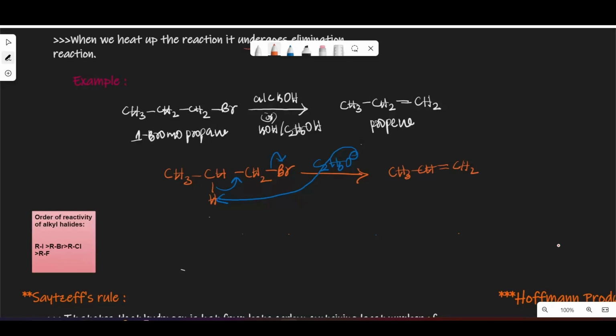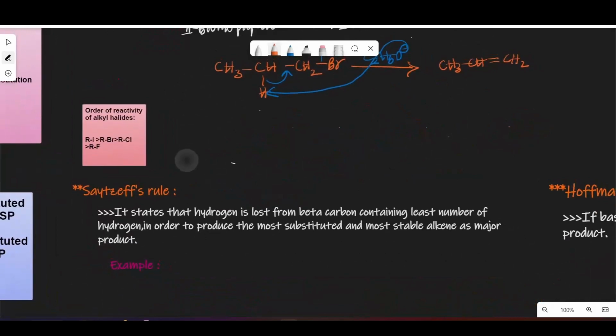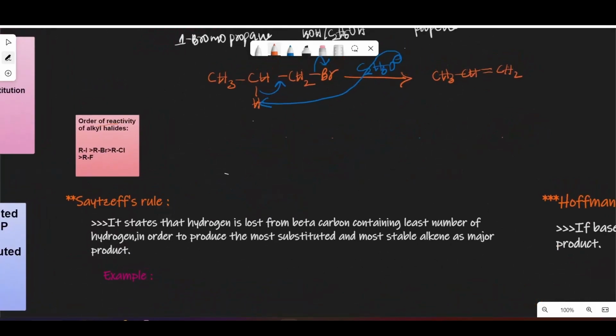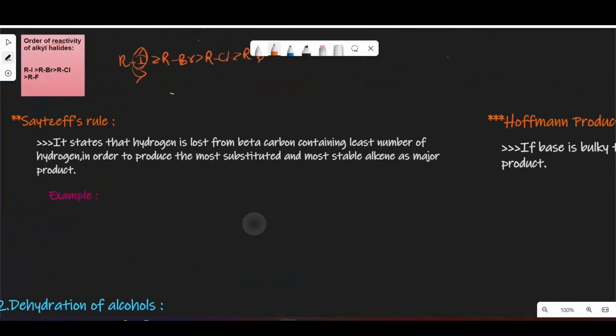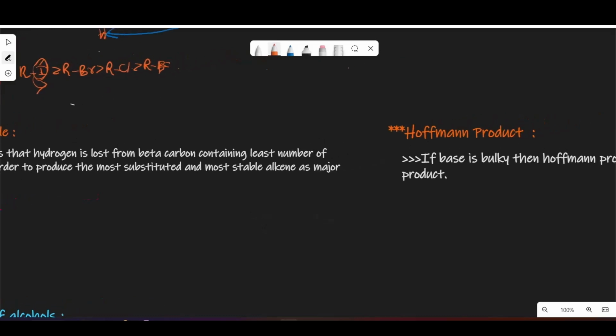One more thing you have to remember is the order of reactivity of alkyl halides. Generally, RI is greater than RBr, then RCl, and then RF, because iodine is a good leaving group, better than chlorine, so it leaves very easily. In this we have the Saytzeff rule and the Hofmann product.